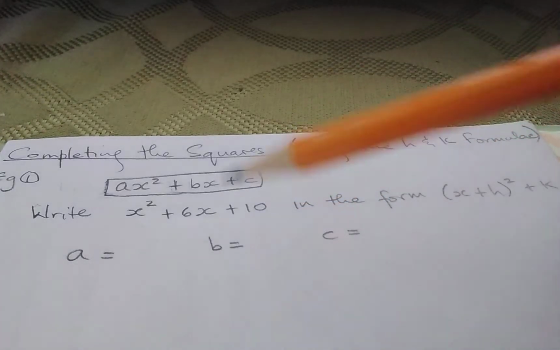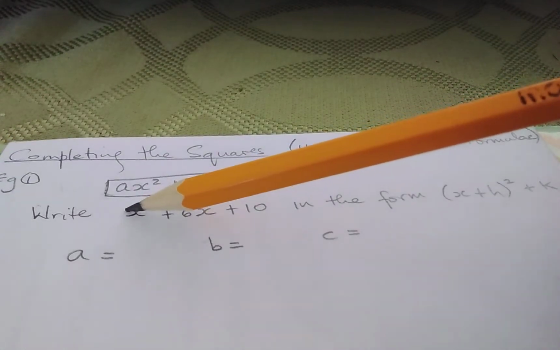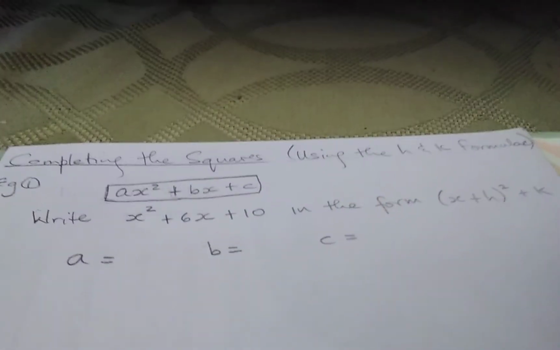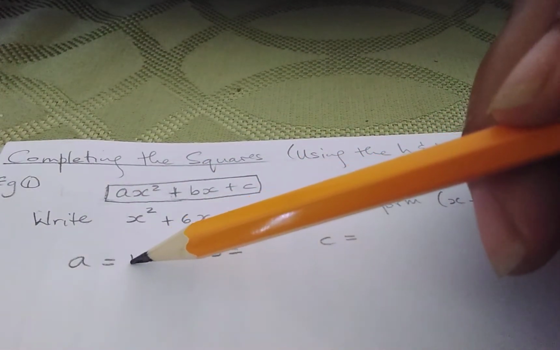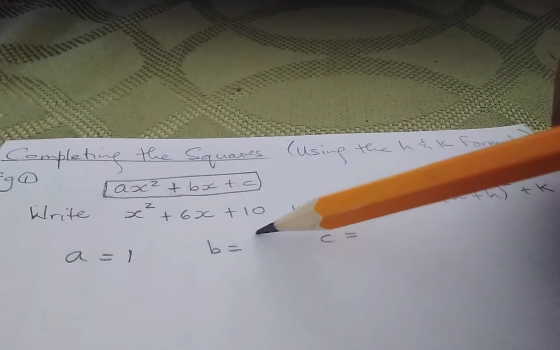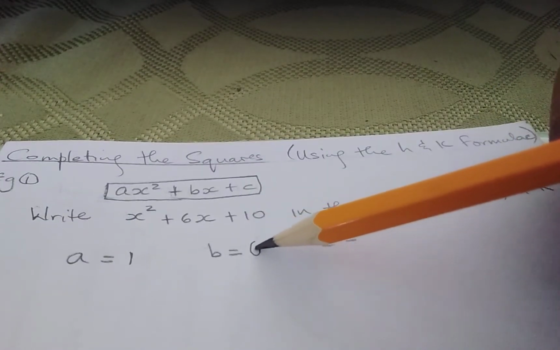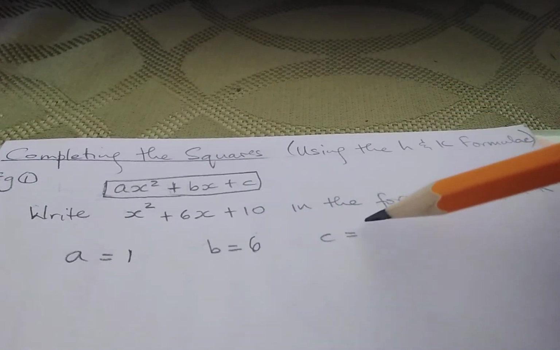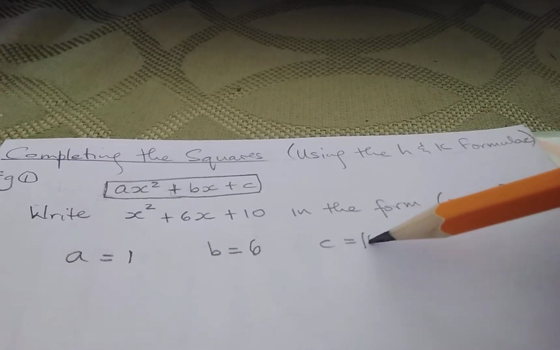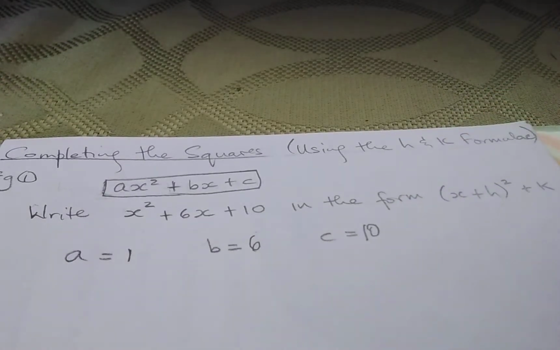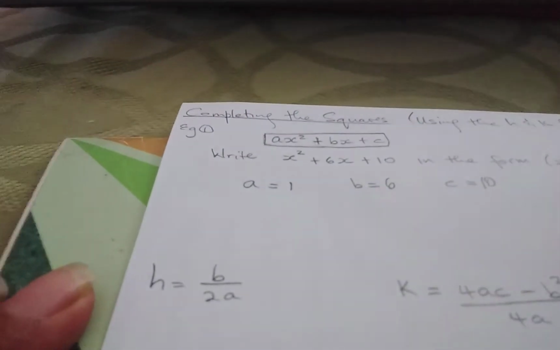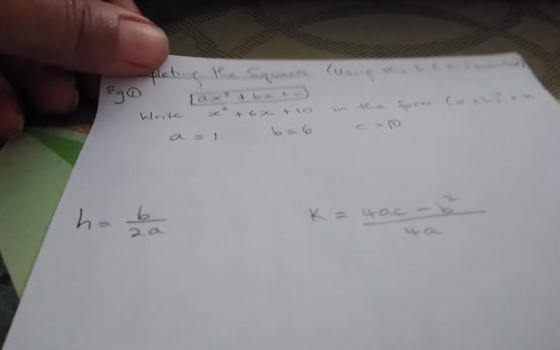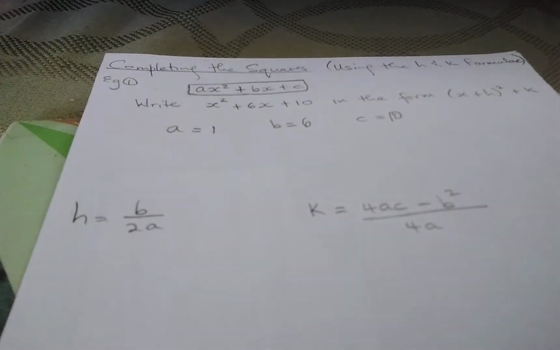As you know already, whenever you don't see a number, it means that there's an invisible one there. So a's value is 1. B's value is 6. And c's value is 10. Okay, we need the values of a, b, and c because the k and h formula has the letters a, b, and c in it. So we just simply substitute.